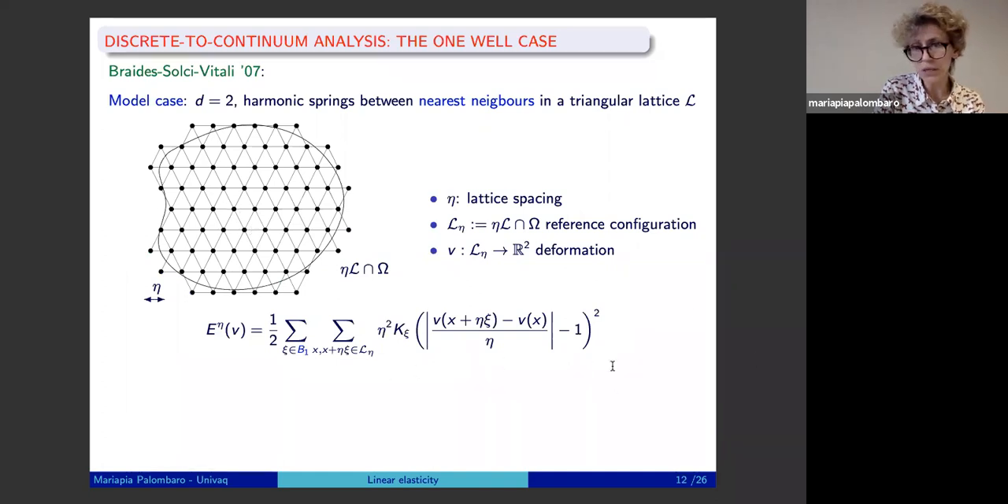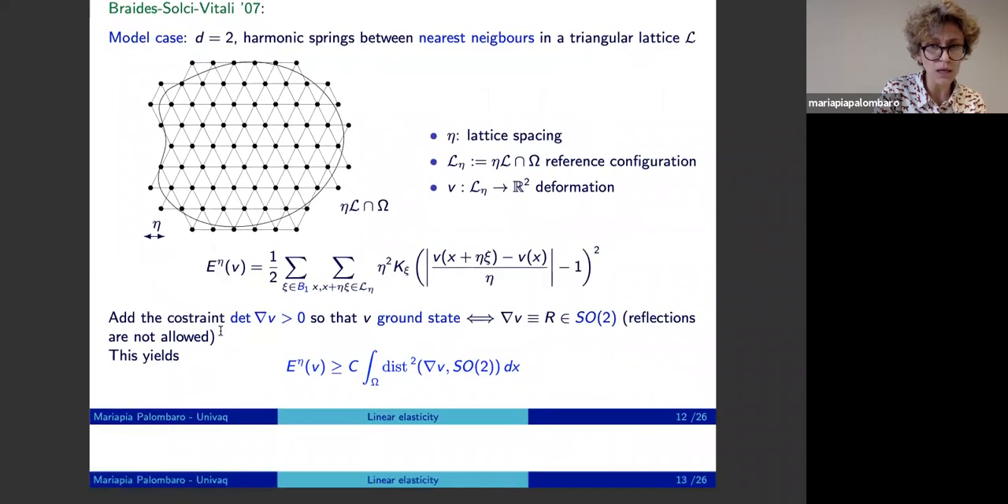We have harmonic springs, and the energy here is the sum over ξ, where ξ is the set of the 6 directions. And here we have the sum over neighboring atoms, so x and then x plus ηξ. These x plus ηξ are the 6 surrounding neighbors. In Braides–Solci–Vitali, the non-interpenetration assumption is assumed.